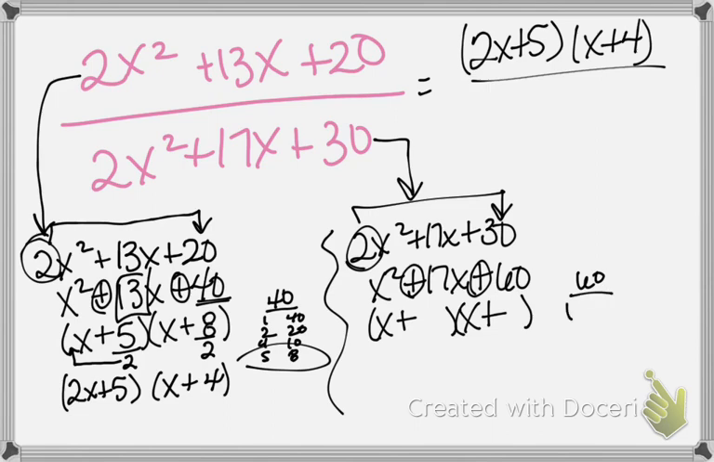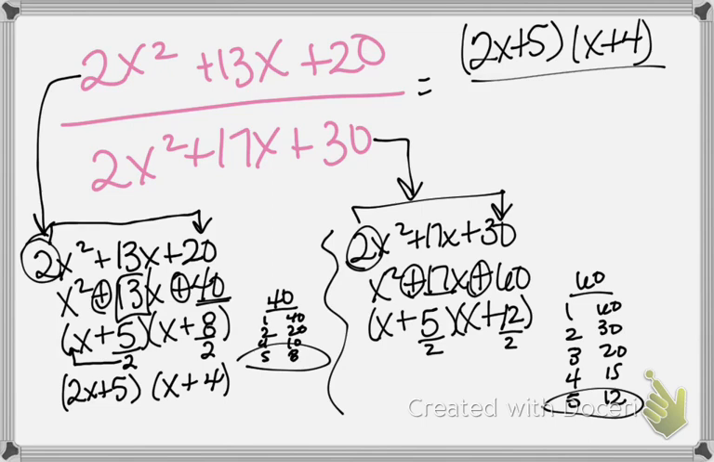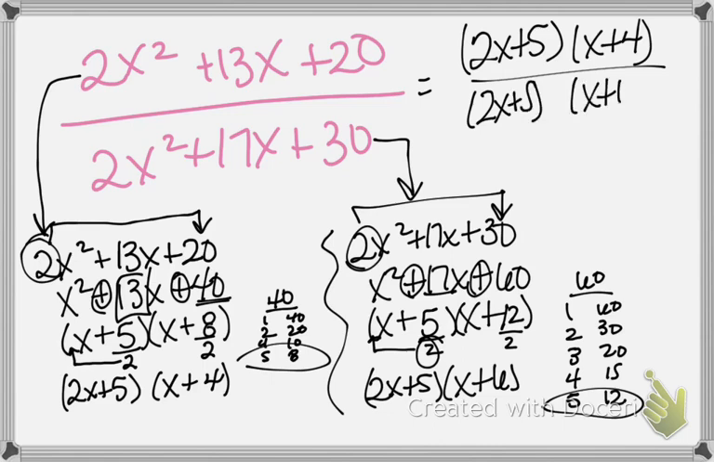Factors of 60 are 1 and 60, 2 and 30, 3 and 20, 4 and 15, 5 and 12, and I can actually see if I need to add up to that 17, 5 and 12 are going to work. All right, again, I multiplied by the 2, so that means I need to divide by the 2. Again, this gives me a fraction, so I'm going to slide that in front with a 2x plus 5 and an x plus 6.